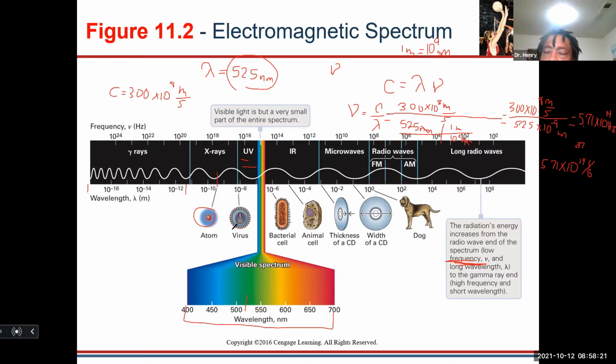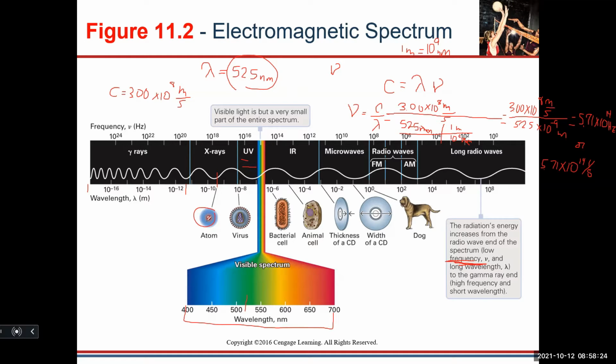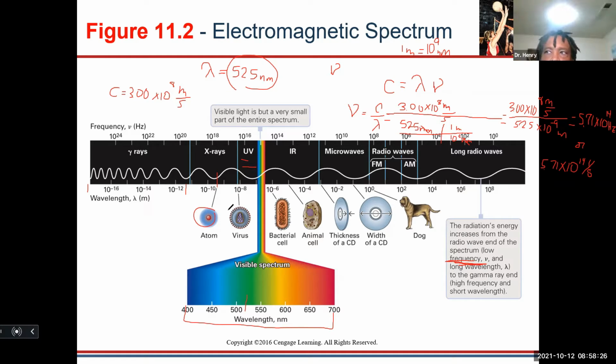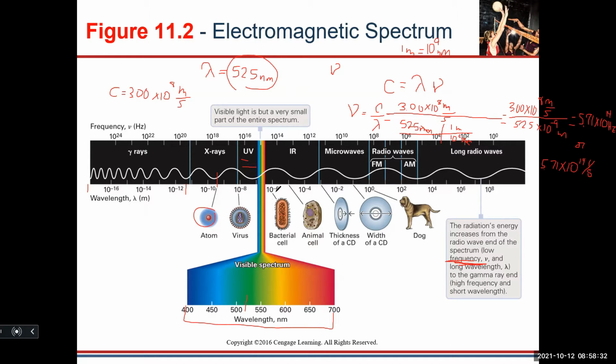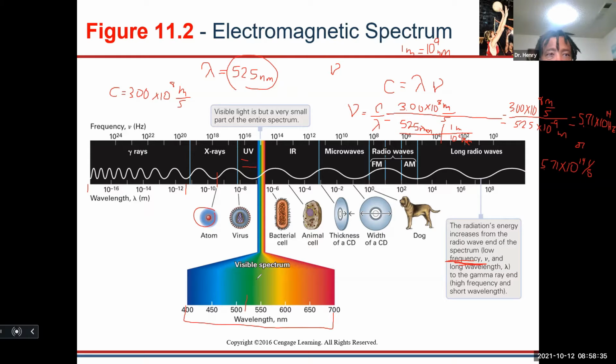So it kind of gives you an idea of that distance. Like I said, this here is an atom, so that's going to fall in our X-ray range. Our UV range is going to be about the size of a virus. A bacteria cell, that's going to be an infrared range, which is greater than visible light. Animal cells, this is the thickness of a CD, so that's going to be the wavelength for a microwave. The width of a CD, still about the wavelength of a microwave. Your radio waves, about the size of a dog. Right? So those waves are going to be pretty huge, the wavelength for those, okay?